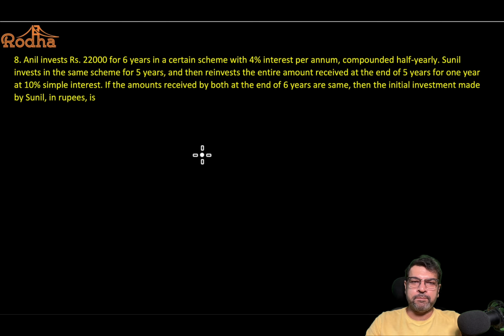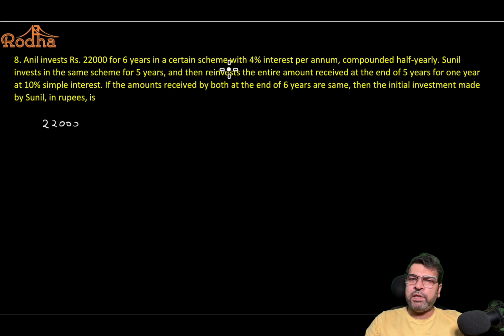That's how it works. Sunil invests in the same scheme for 5 years and then reinvests the entire amount received at the end of 5 years for 1 year at SI 10%. The amount received is the same. Find the initial investment made by Sunil. Pretty easy question. You have to make the amounts the same. Do the minimum steps and minimum calculation. Right? Do not use the formula, use the concept directly. Your principal is 22,000.